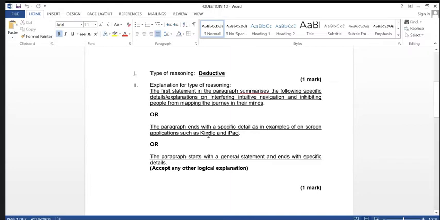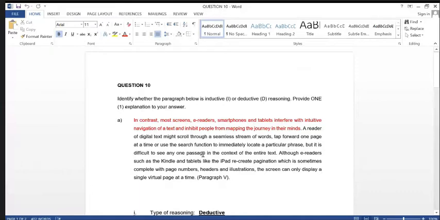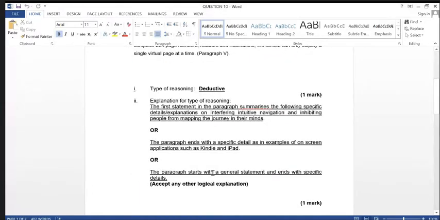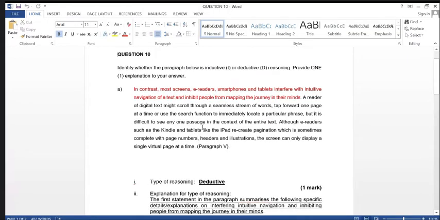Alright, so I am taking from the paragraph an example of what is specific at the end. Alright, so there is still more to do for the first kind of explanation and the second, but for the third one, the paragraph starts with a general statement and ends with specific detail. This one, it does not matter what paragraph is above, but if the answer is deductive, this is an explanation that can be used with any paragraph. The paragraph starts with general and ends with specific. You did not relate to whatever is in here.